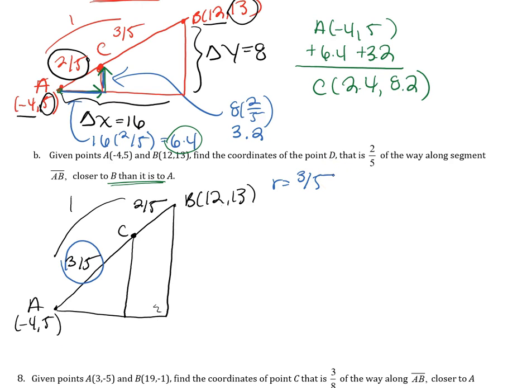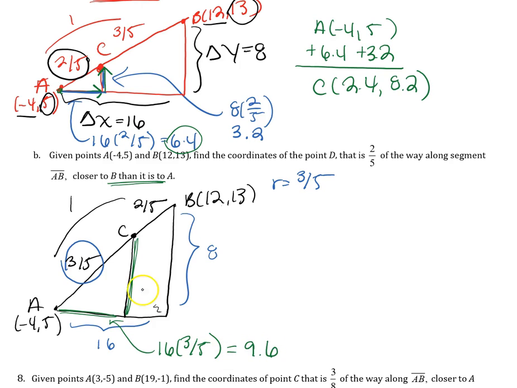Okay, now here's the good news. We already know that this distance here is 16, and we already know this is 8. That's because we calculated it in the last problem. So then, if I want to figure out what each of these side lengths is, instead of doing by 2/5, I'm going to do by 3/5. So 16 times 3/5 gives me 9.6. 8 times 3/5 would give me 4.8.